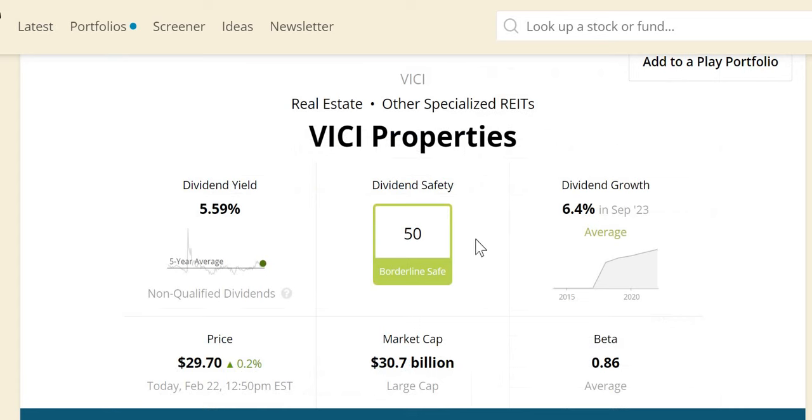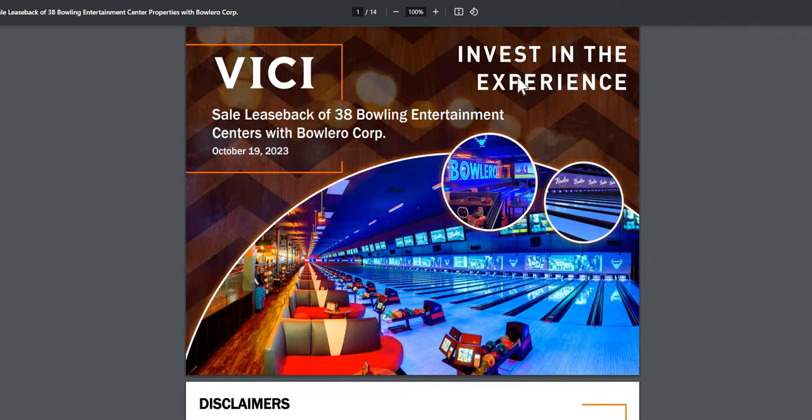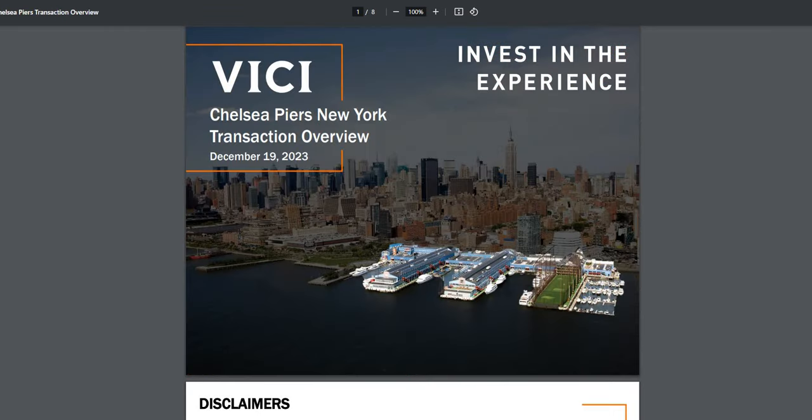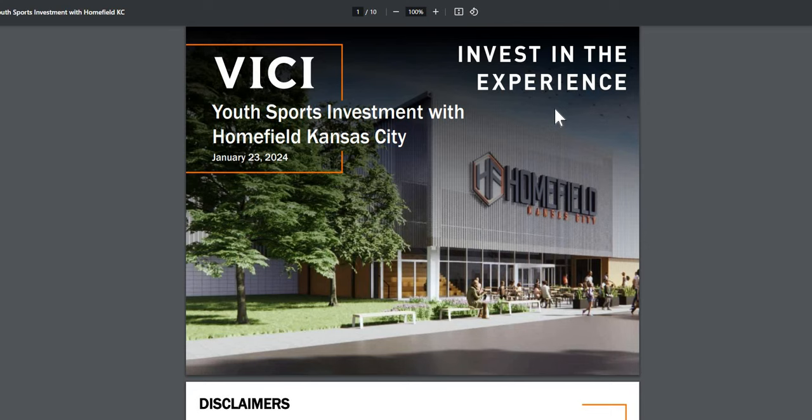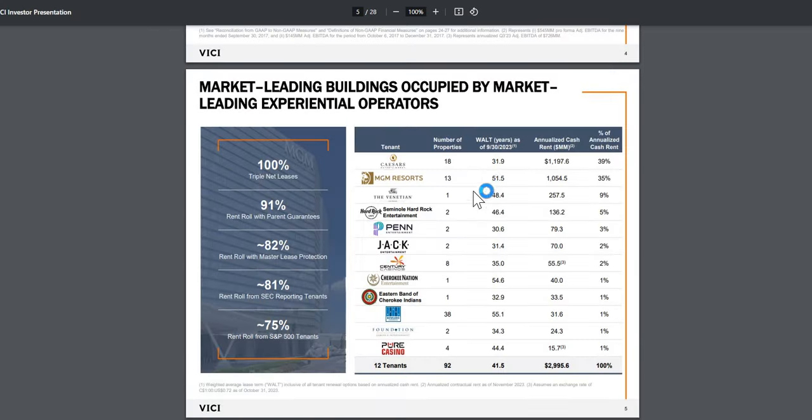We'll also talk about their dividend safety score of 50, borderline safe. We'll run through a lot of the updated financial metrics. We'll look at their net debt to EBITDA. And we'll also just touch upon some different operationals that they have had over the last few months and what they are doing to expand their company and their properties. And we'll just very briefly run through some of their essential tenants, the number of properties, and some pointers of why we like this company.